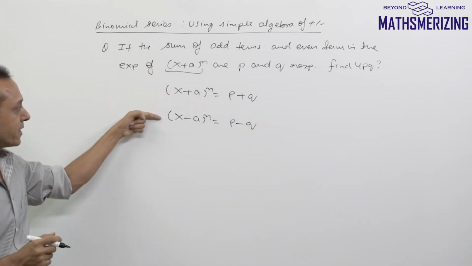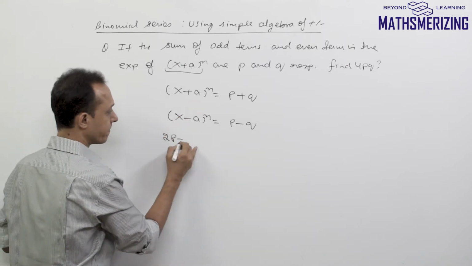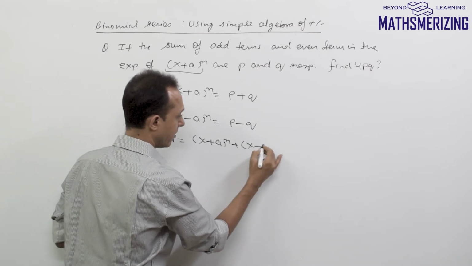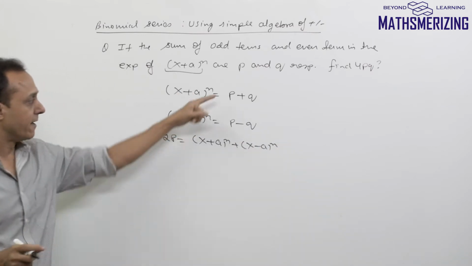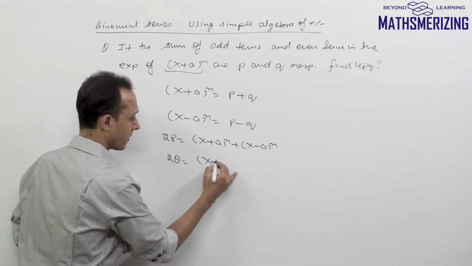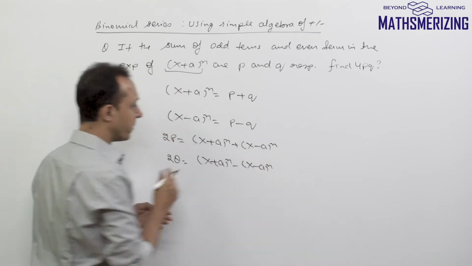Now, from the two given equations, I can find the value of p and q. If I add them, I'll get 2p as (x + a)^n + (x - a)^n, and if I subtract, I can write 2q as (x + a)^n - (x - a)^n.